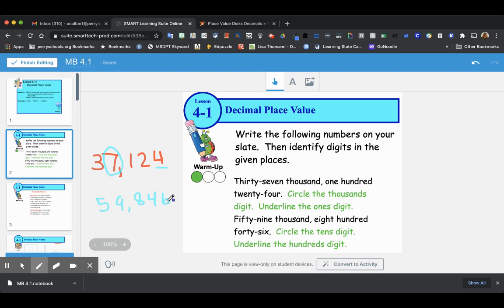So I knew that this one was the ones, and I know the tens is right to the left of it. So the 4 in this one would be a tens. And then the hundreds digit would be right to the left of that. And we're going to underline the tens, or the hundreds, sorry. So we've circled the tens and underlined the hundreds. Just a reminder that this is the ones, tens, hundreds, thousands, 10,000s. And if we kept going, we would go 100,000s, and then we would get into the millions.